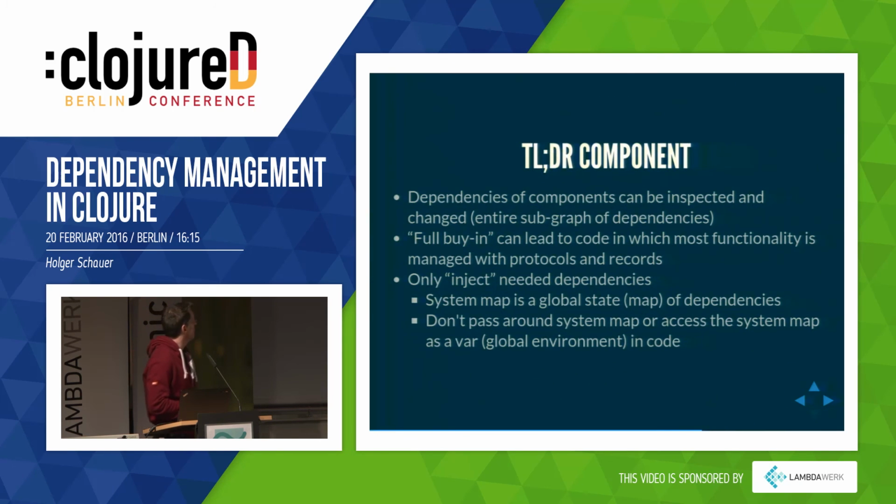That's another slide missing here. That's this one. Dependencies of components can be inspected and changed at runtime. There's a full buy-in that comes along with component, which often leads to code where all the functionality is managed with protocols and records. And you don't have to go that way, right? Component doesn't mandate use of protocols everywhere. It only mandates use of this lifecycle protocol. And you can also be quite careful, right? You shouldn't pass around the system map everywhere. You should only pass around the dependencies that you really need.